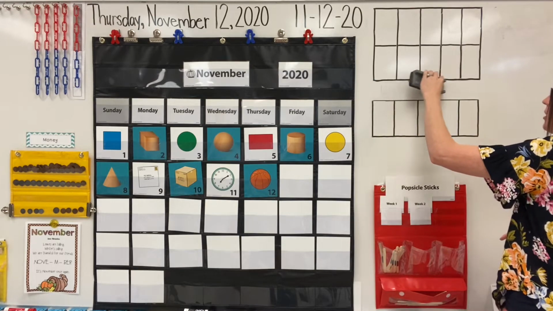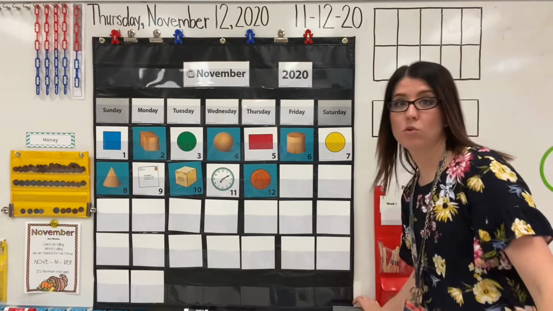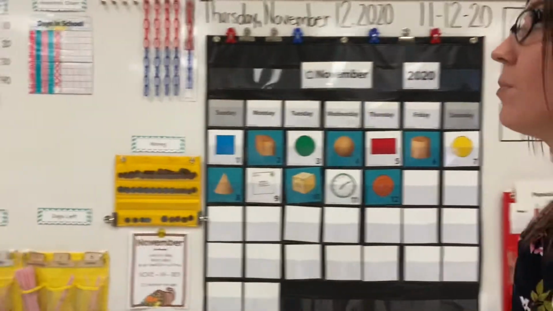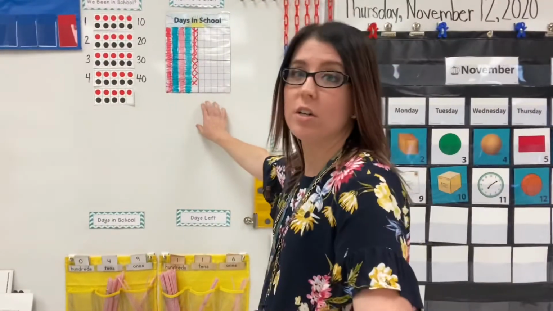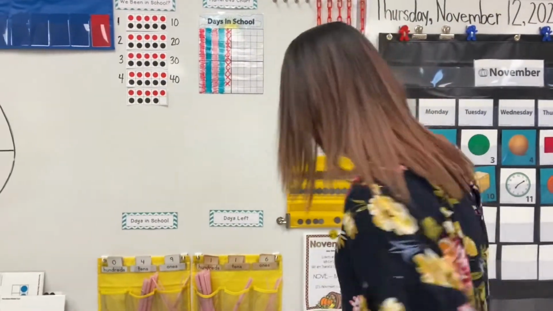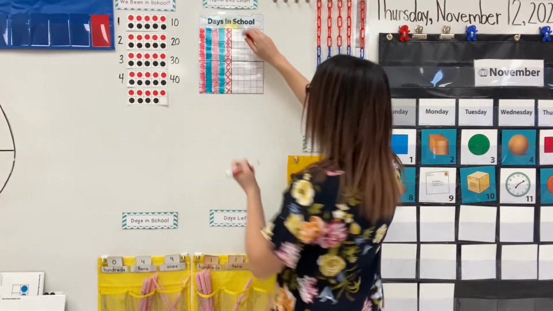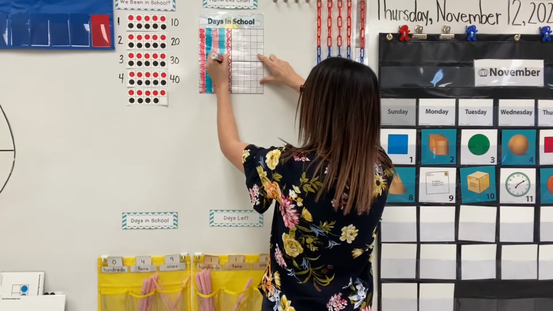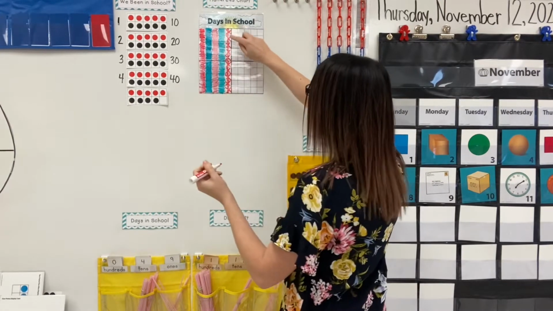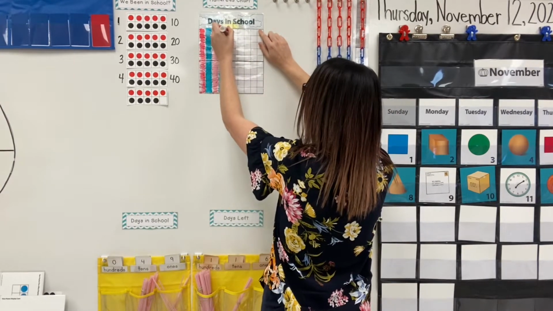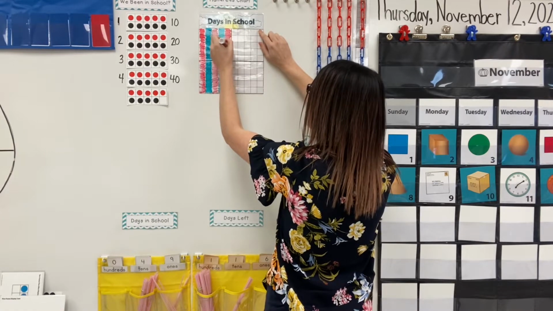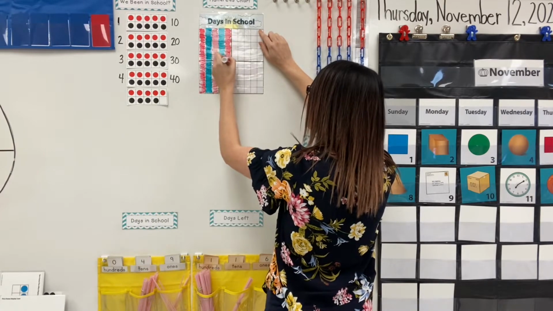Okay, now I do want to make sure we update how many days we've been in school. So let's come on over here. I want to look at this chart today, okay? Let's add an X to the chart. And when I add an X, look, it filled up another row. We made another group of 5. And then 5 and 5 makes 10. We've just made a new 10 stick.